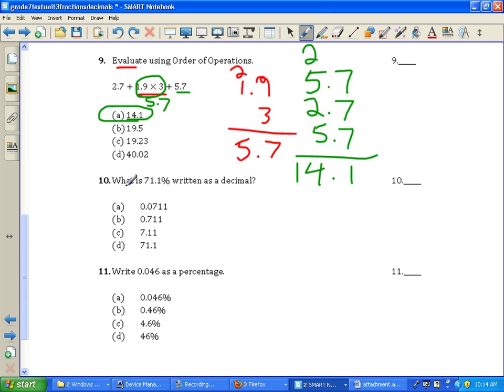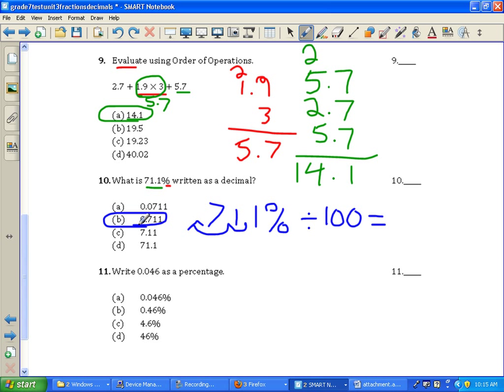Number 10. What is 71.1% written as a decimal? Now remember, all percent really means is out of 100. And we know we can write any of them as a decimal. So I'm going to take 71.1%, and to change that to a decimal, I simply have to divide it by 100. And when I divide it by 100, I'm just going to shift 1, 2 places this way, and there's my answer.